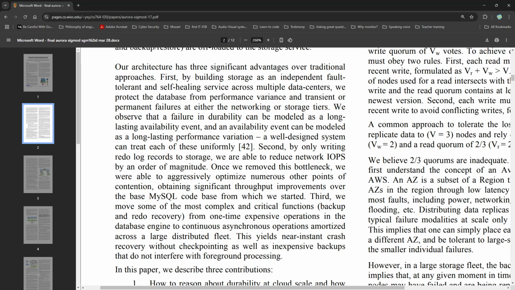Our architecture has three significant advantages over traditional approaches. First, by building storage as an independent, fault-tolerant and self-healing service across multiple data centers, we protect the database from performance variance and transient or permanent failures at either the networking or storage tiers. We observe that a failure in durability can actually be modeled as a long-lasting availability event, and an availability event can be modeled as a long-lasting performance variation. A well-designed system can treat each of these uniformly.